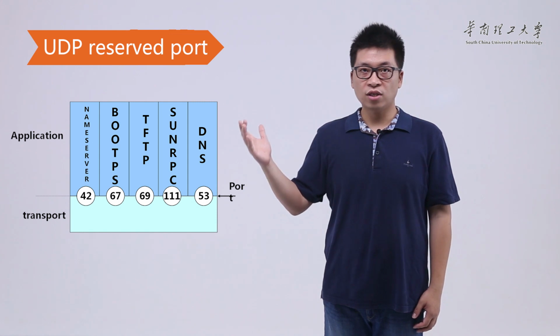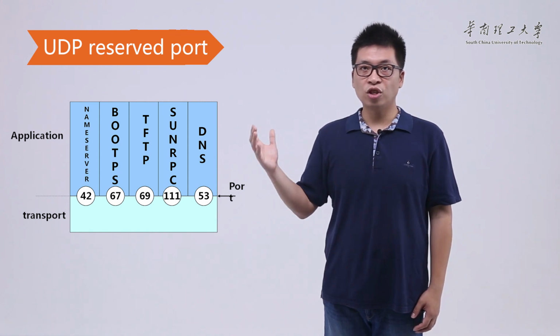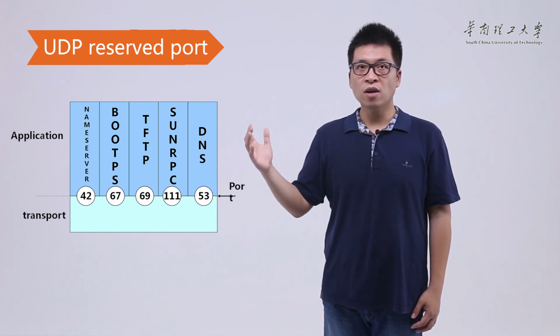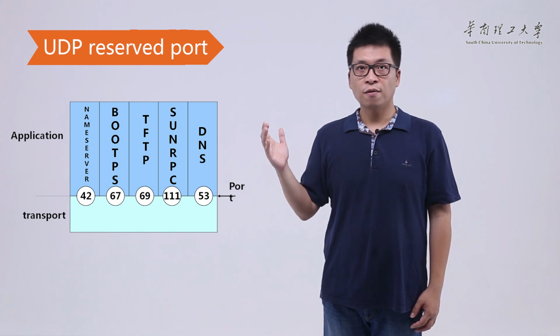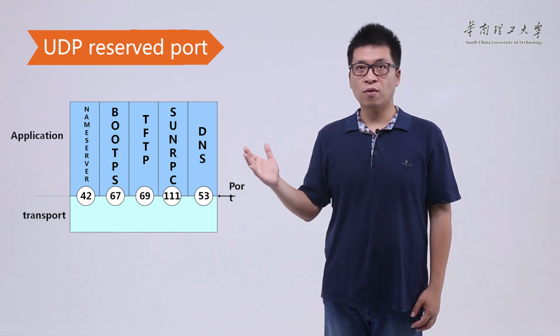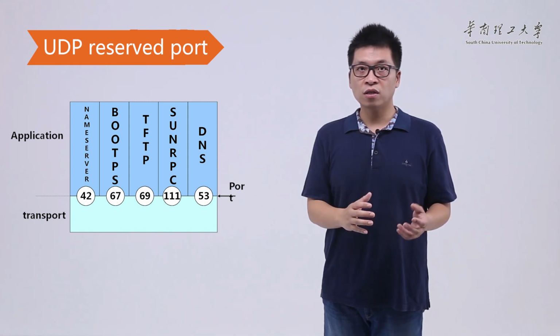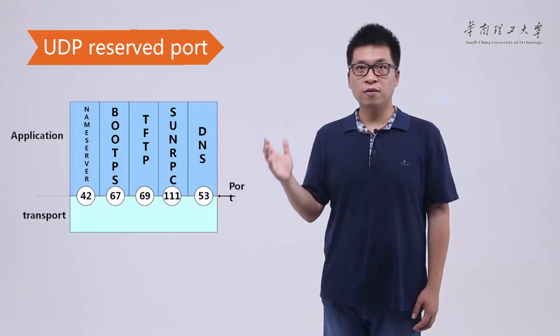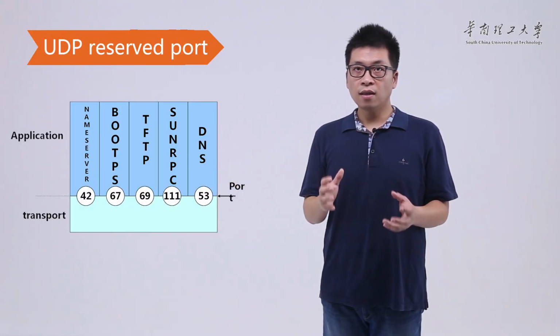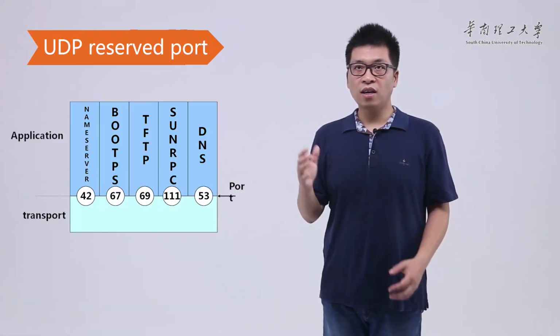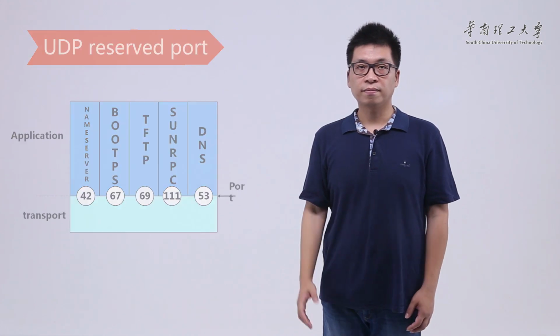Here, we list some famous reserved UDP ports for well-known applications. For example, in this diagram, the application DNS by default will use port 53. This is specified by international standard.